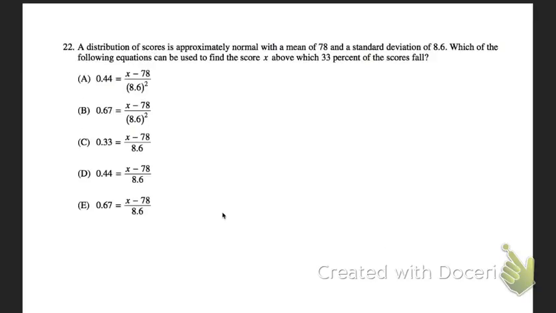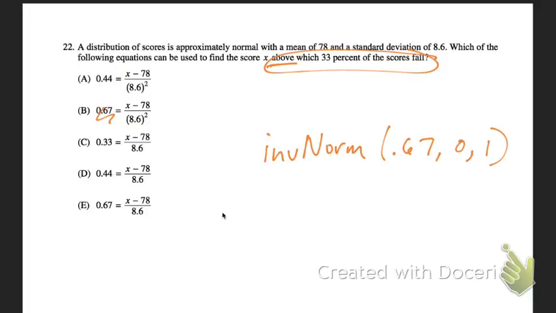22 is the z-score formula for 33%. So above which 33% of the scores fall. Above, which means I use what for my percentile? 0.67, but you don't choose just 0.67. You want to find the z-score of that. So inverse norm of 0.67, 0, and 1, and I think you end up getting 0.44. Yes. It equals x minus 78 over 8.6. Yeah, so they put the 6.7 there to mess with your head.